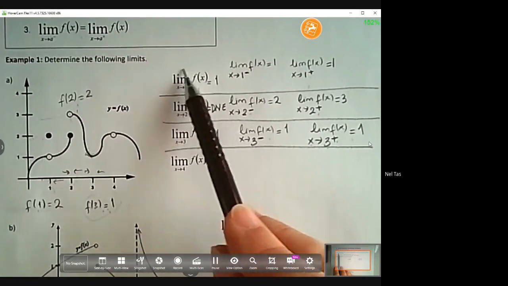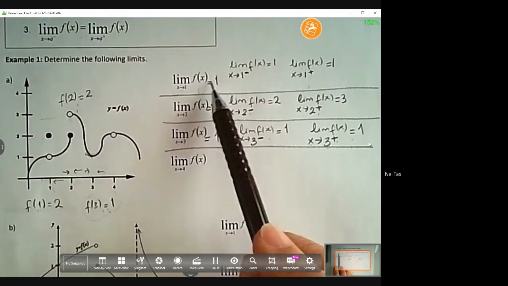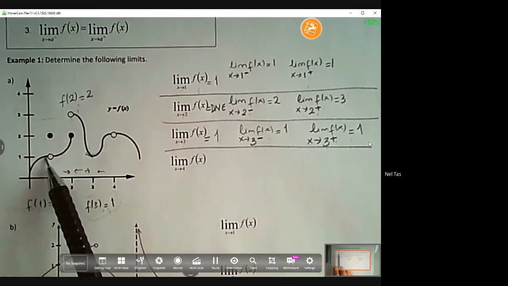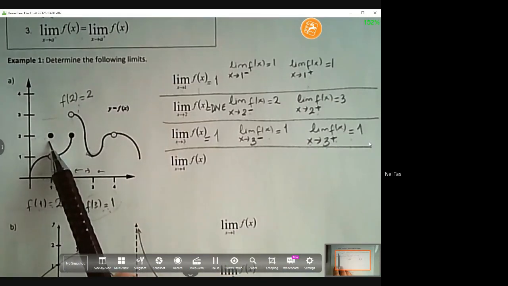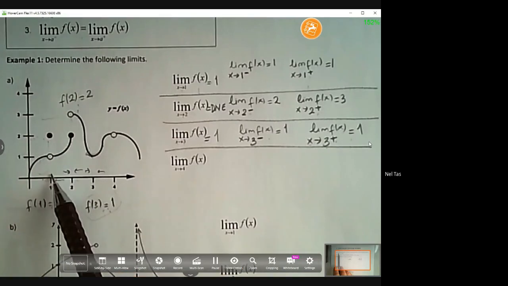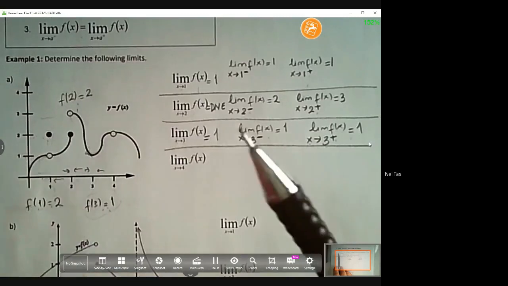But if you look at the previous answers here, right? So we had the limit of f of x when x approaches 1, it was 1, right? But the value of the function was 2 at that point. The limit is not the same as the value of the function at that point. Therefore, it is not continuous. As you see, there is a hole here and it jumps. So what is continuous?